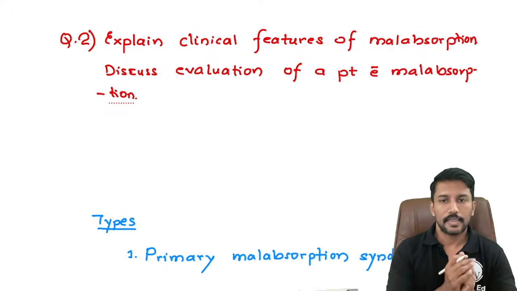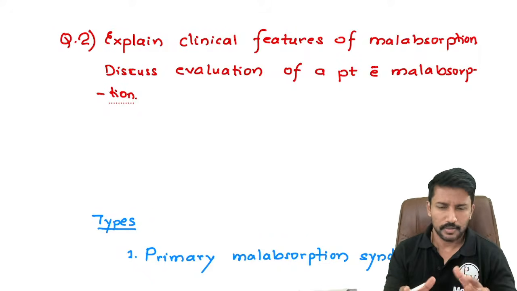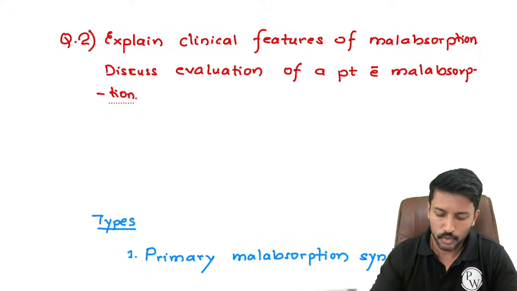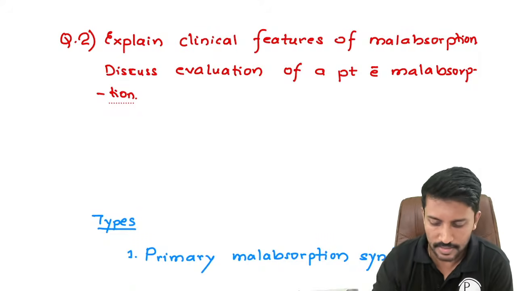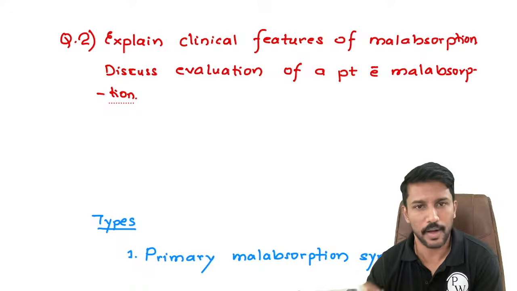Okay. Next, the next question is about malabsorption. It's a vague question. Most of the universities have a vague question on malabsorption. So question will go like this: explain the clinical features of malabsorption syndromes. Discuss the evaluation of a patient with malabsorption.